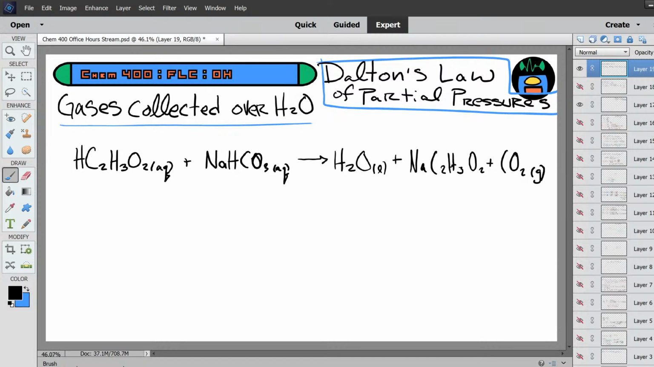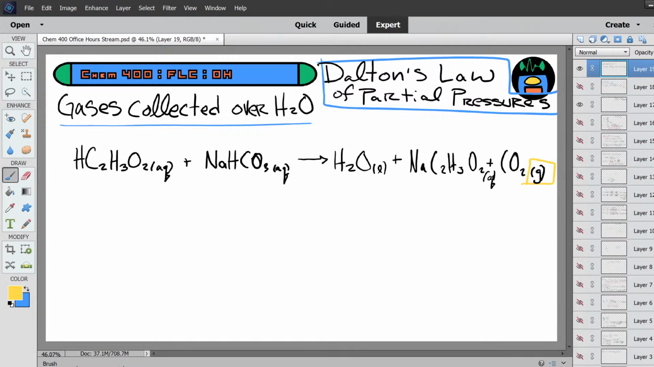You mix these two and it makes water and a salt. This is aqueous. Forgot to add a phase there. And a gas. Again, we'll talk about this in lecture on Wednesday. This is an example of a gas evolving reaction. Anytime a bicarbonate reacts with an acid, it's going to make carbon dioxide gas.